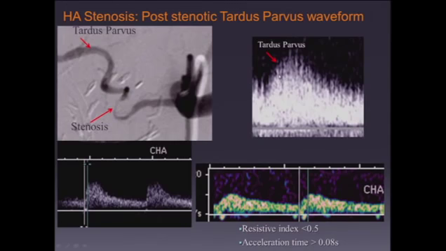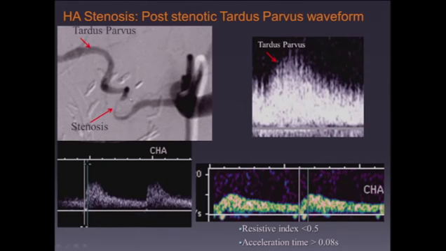The Tardus Parvus waveform is characterized by a much more gentle upstroke in early systole, a resistive index of less than 0.5, or acceleration time of greater than 80 milliseconds. The acceleration time is the time it takes from the start of systole to the point where it starts to flatten off over here. So in hepatic artery stenosis, the acceleration time, the time it takes to reach maximum velocity, is prolonged. The resistive index is lowered.